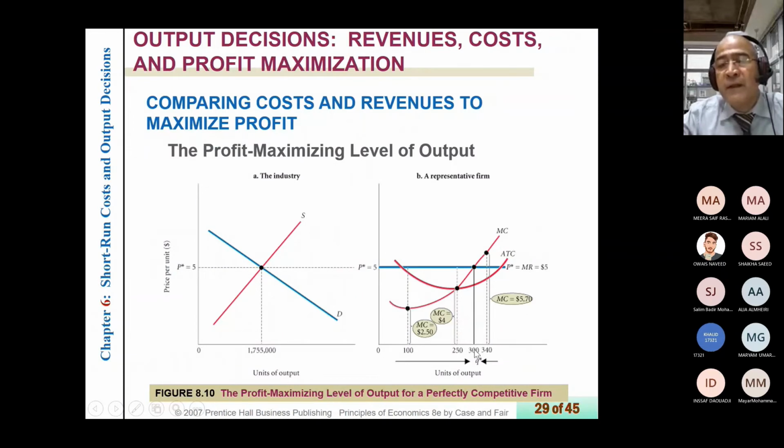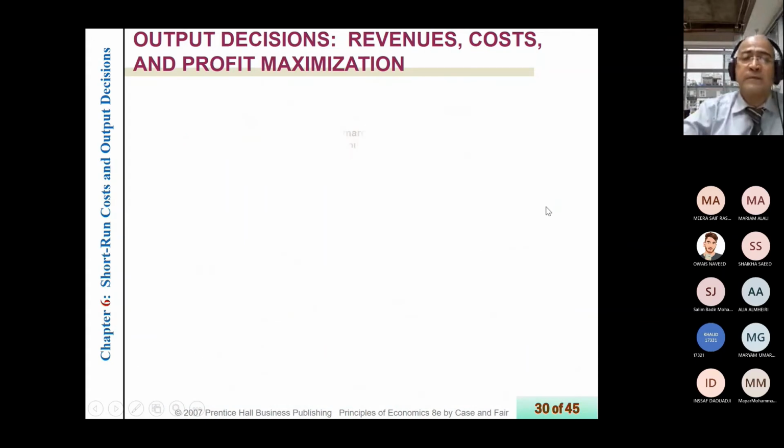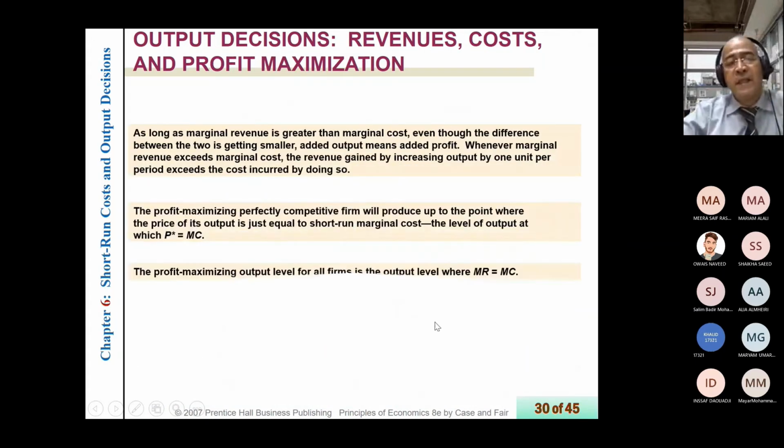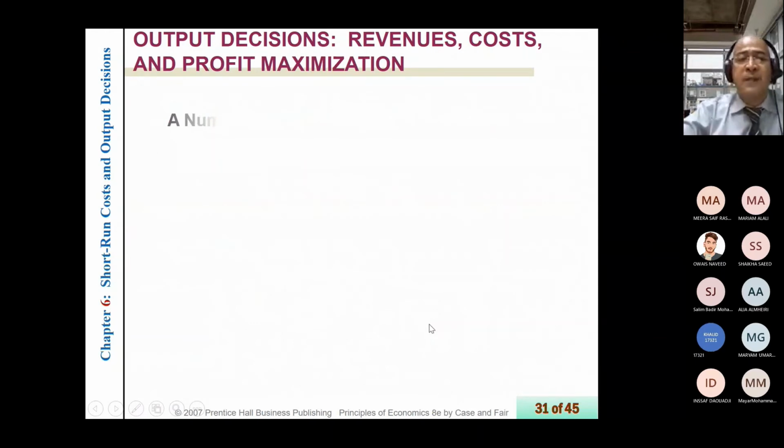Because at 300, equilibrium price equals marginal revenue equals marginal cost. At 250, marginal revenue exceeds marginal cost, so it's better to increase output. If marginal cost exceeds marginal revenue, it's better to decrease output. So 300 is the optimal level which maximizes the profit. This is a summary of my explanation.